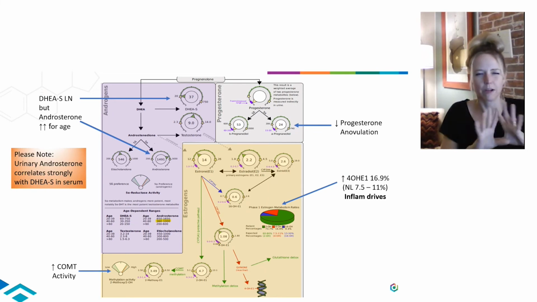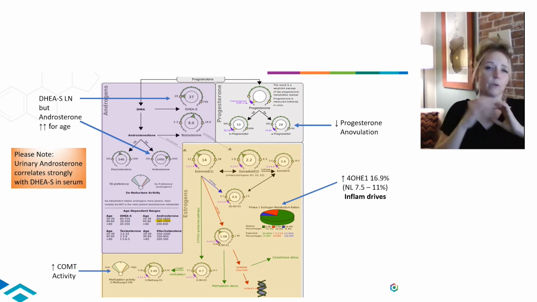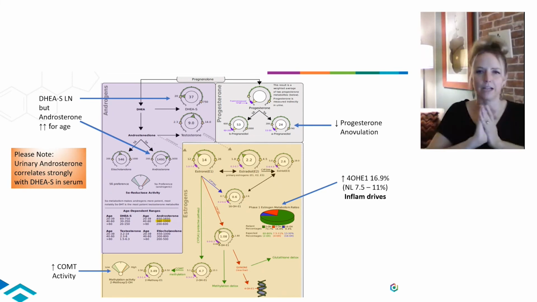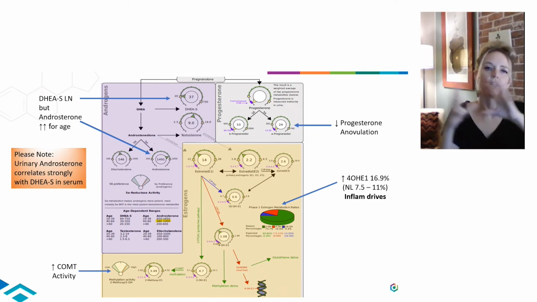Just a note, I made a mention of it when we were talking about page 1, but urinary androsterone correlates more strongly with DHEA sulfate in the serum than does DHEA sulfate in the urine. So when you're trying to do a side-by-side comparison of your serum results for DHEA sulfate, do look at androsterone levels and do look at total DHEA production on page 1. They should correlate up pretty nicely.